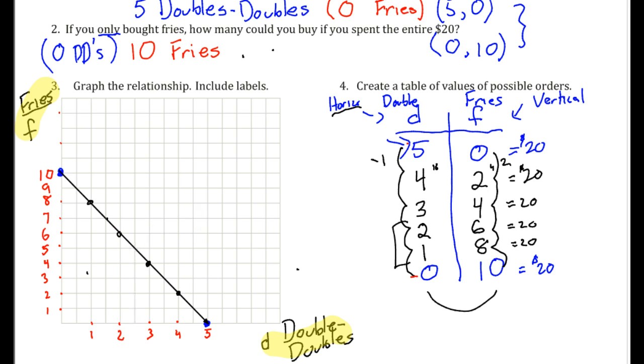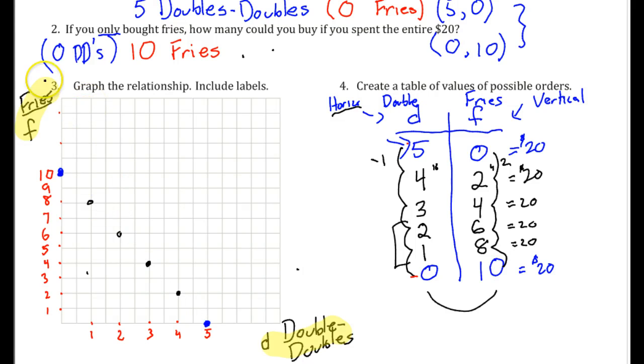This is not the case on every problem, though. If we're talking about gallons of gas and how much it costs, you can easily buy 6.125 gallons. That's reality. You can do that. But with burgers and fries, you can't. So it's a problem-by-problem decision you have to make.